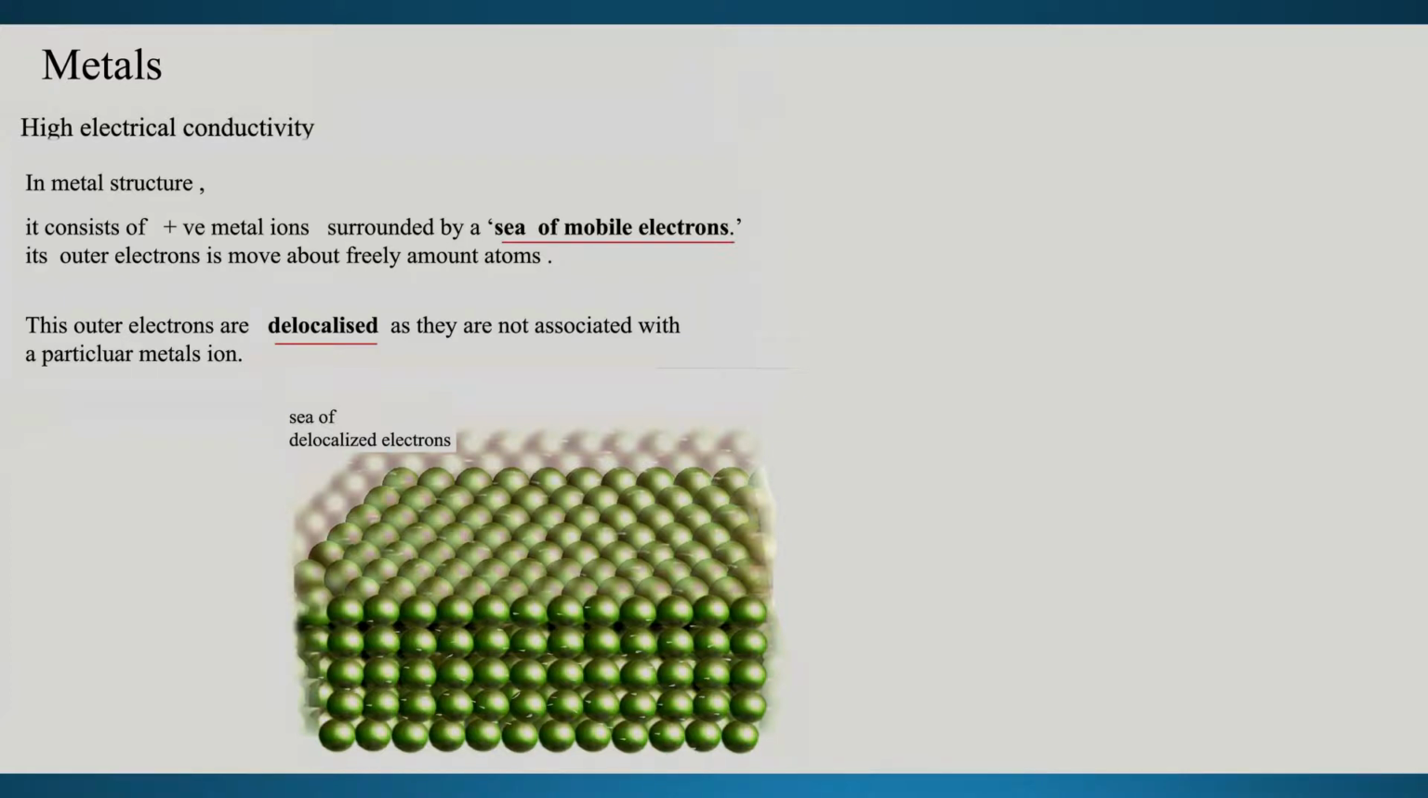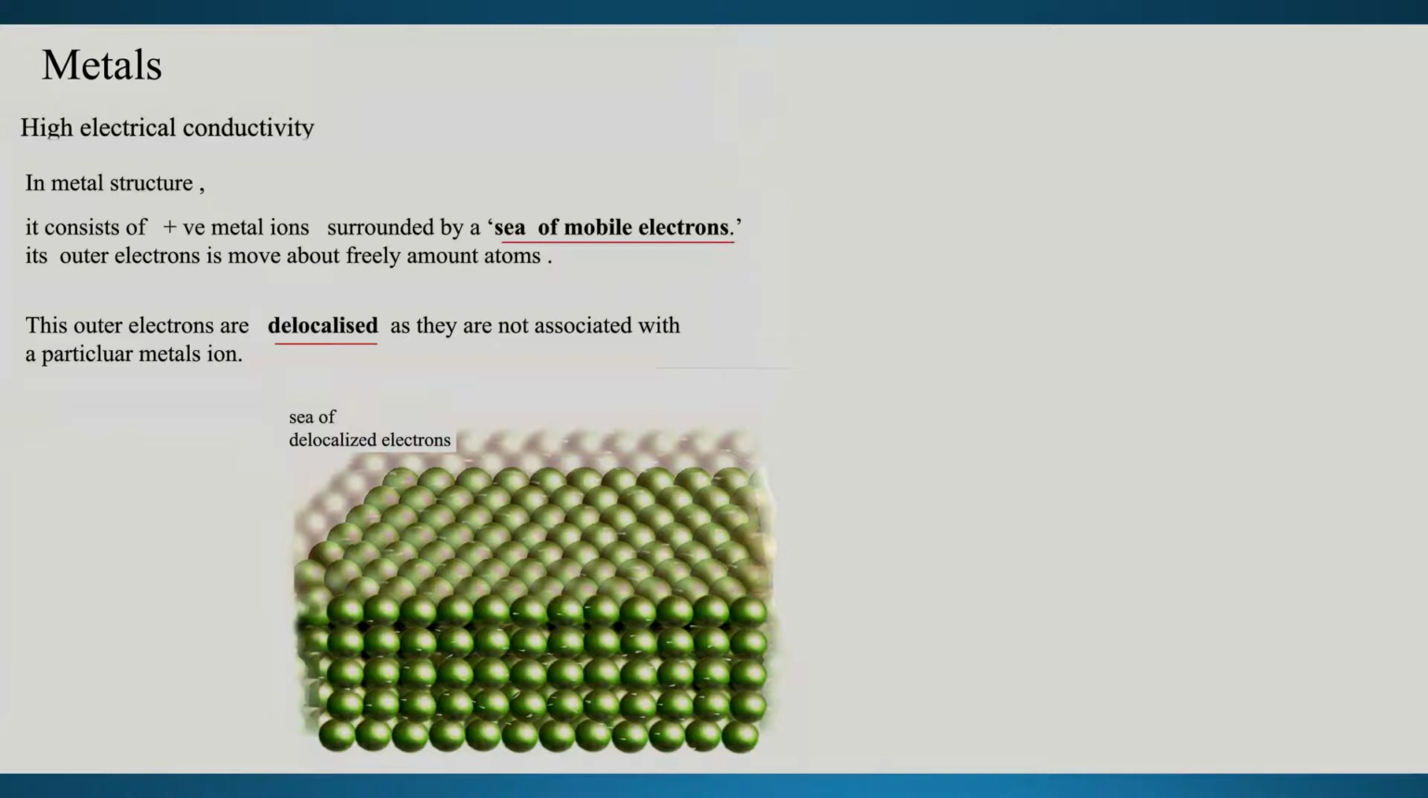First, metal. You notice all metals conduct electricity well. The metal structure consists of positive metal ions surrounded by a sea of mobile electrons on its outer shell, so they move freely around the atoms. So these outer electrons we call delocalized, and these electrons are not associated with any particular metal ion.